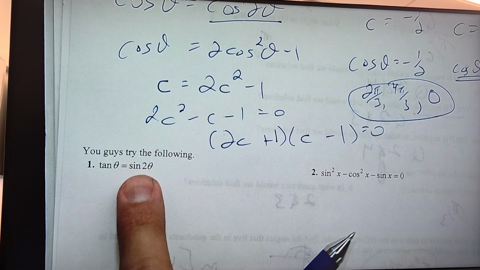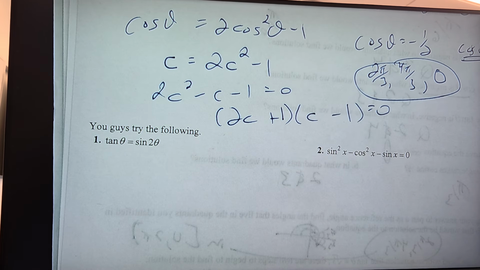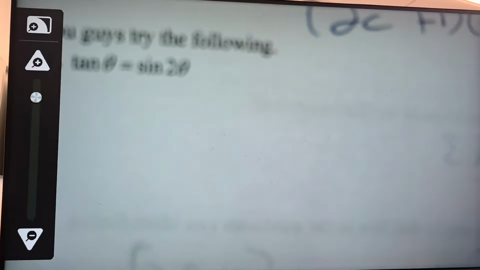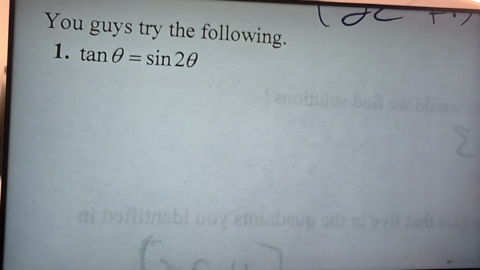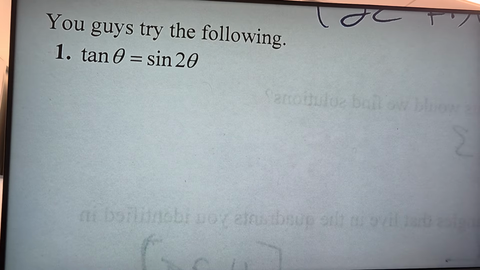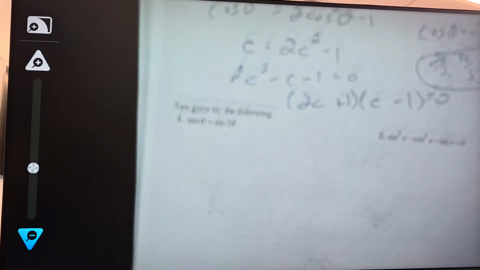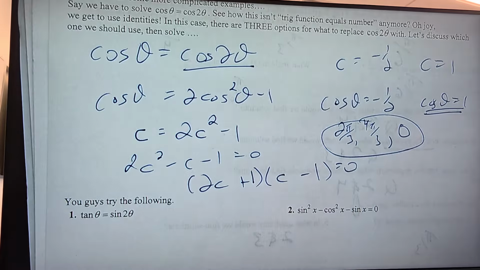So try this one. Try number 1. Just give it a try. Just try something. There's an immediate, obvious thing you want to do. And there's another one that should be obvious, but not as obvious. Try to do the first couple steps. I don't need to zoom in. Draw the first couple steps.